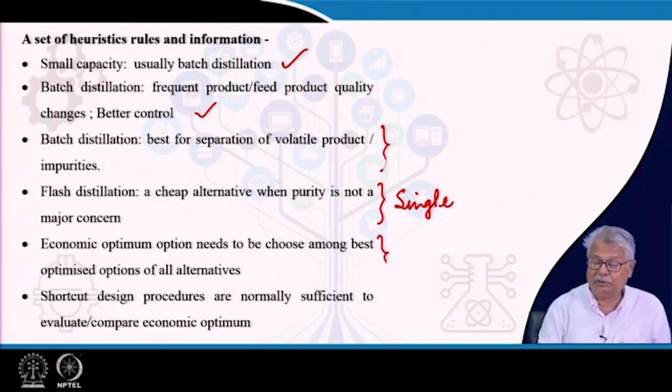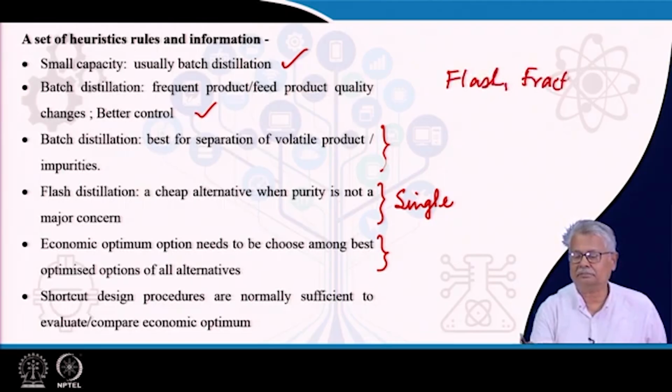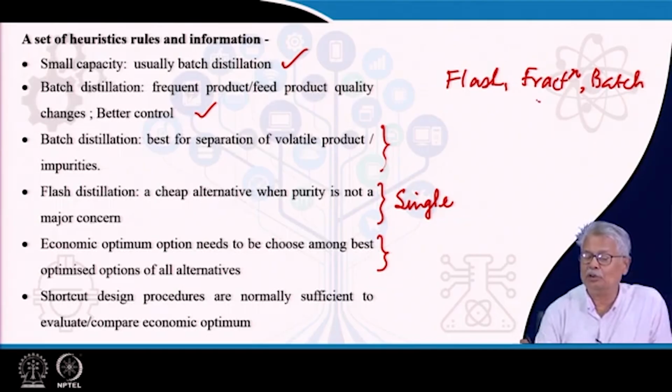We have a very important question at hand. The economic option. Quite naturally, the designer has to choose between the options of flash, fractionation and batch. And he has a separation problem by distillation at hand. It is obvious that you have been taught that there are ways to optimize the fractionation, there are ways to optimize the batch, and there are ways to optimize the flash also, which we have not dealt with in detail.